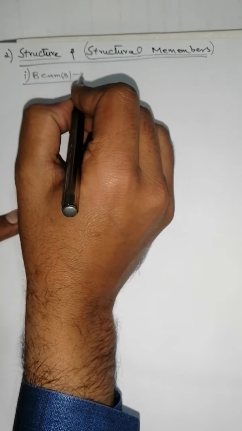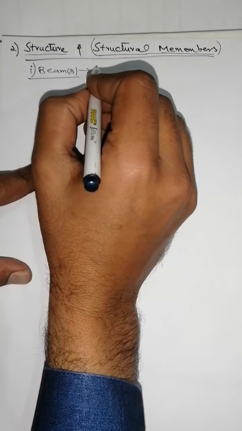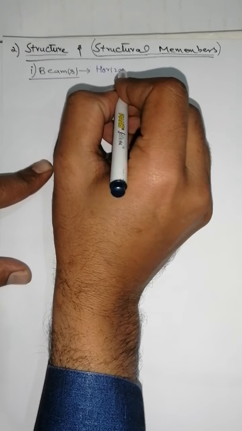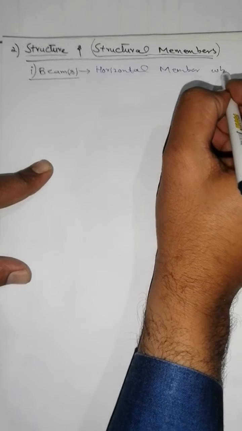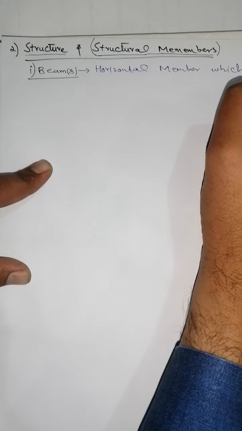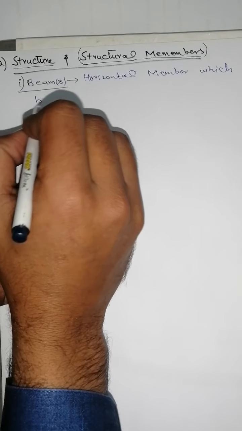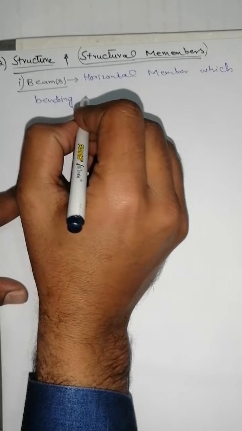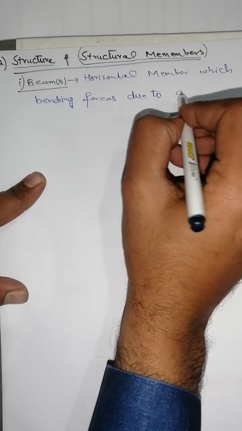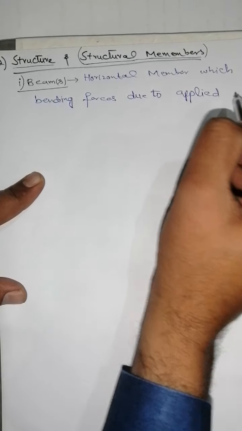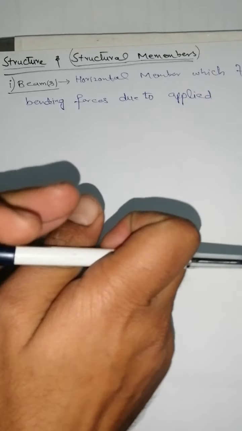What is a beam? First of all, we should know what a beam is. A beam is a horizontal member which faces bending forces due to applied loads. When a load is applied on a beam, then bending stresses are developed in the beam section.